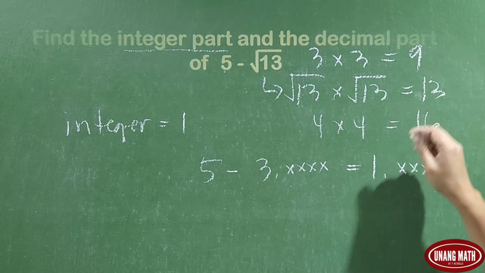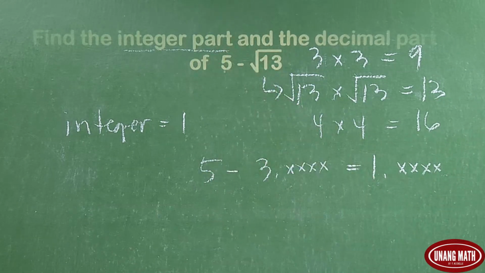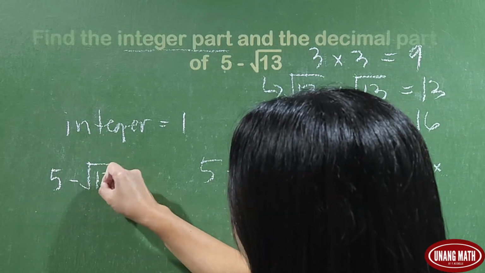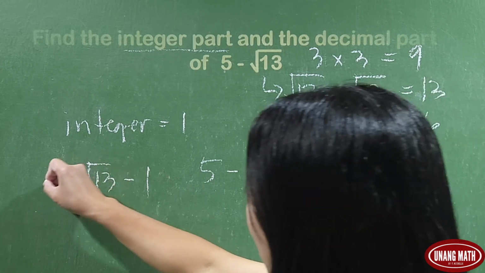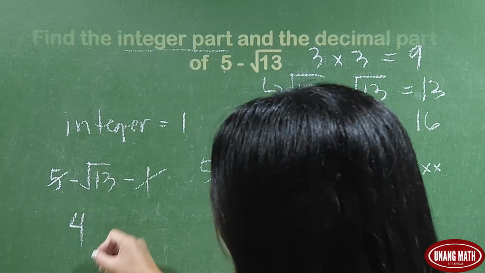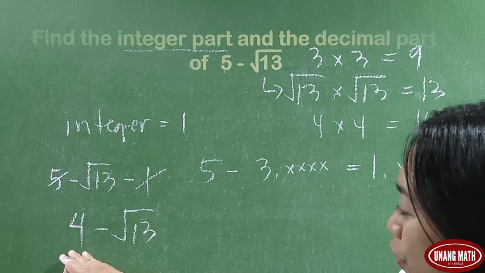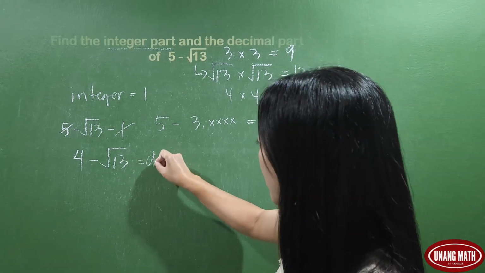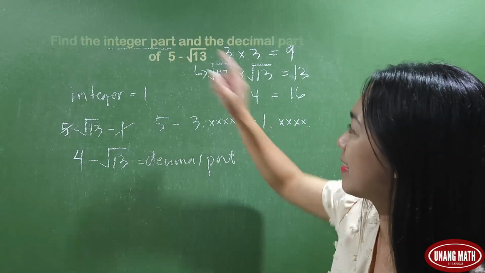To find the decimal part, we will subtract this integer part from this original number. So we have here 5 minus square root of 13 minus 1. So this is now 5 minus 1. So we have here 4 minus square root of 13. So 4 minus square root of 13 is now the decimal part of this number.